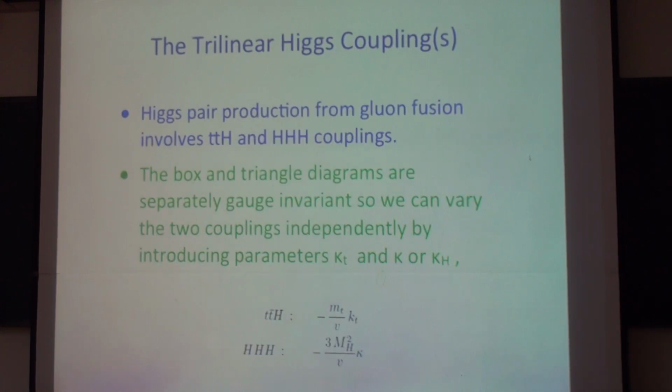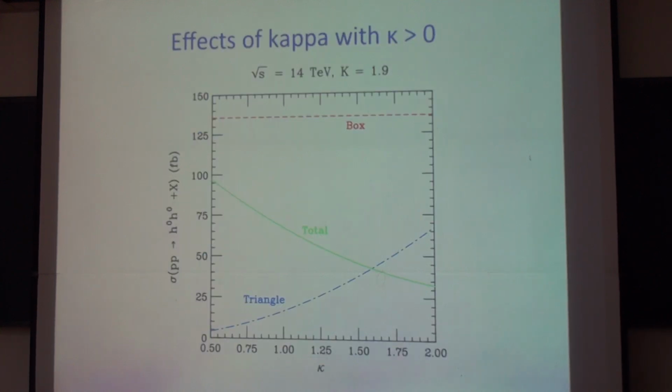Okay, now let's come back to trilinear Higgs couplings. CMS used kappa F, so we suggest, we means Dwayne Backus and myself, we introduce a kappa T for the ttH coupling. Most of the time we take kappa T to be 1, and later we may change it, but let's set it to be 1. We also do triple Higgs interaction with a kappa compared to the standard model. And if kappa is positive, you can see that the box doesn't care about trilinear coupling. The triangle depends on kappa. The total is decreased as kappa is increased.